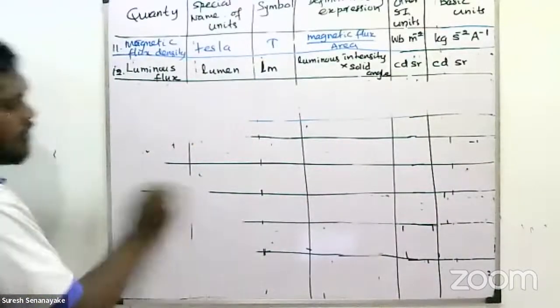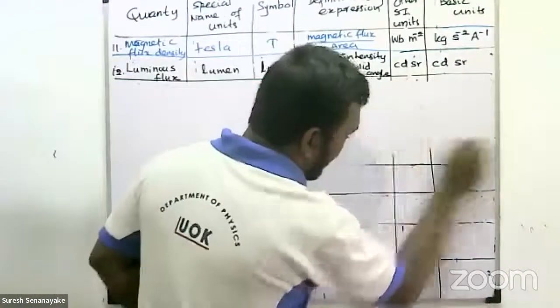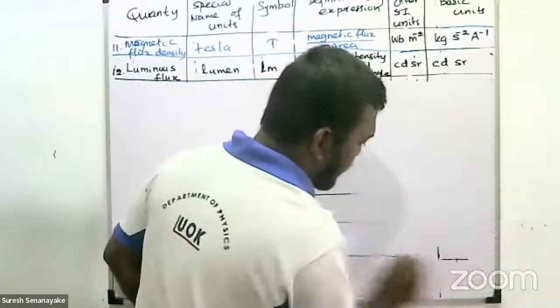So close the table and we'll do another table for different physical quantities which are used in thermal physics.